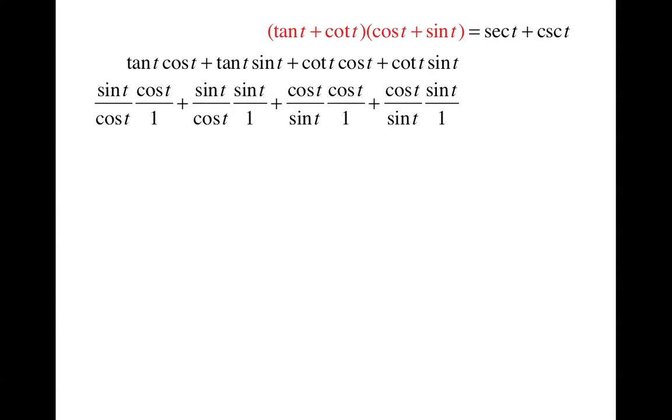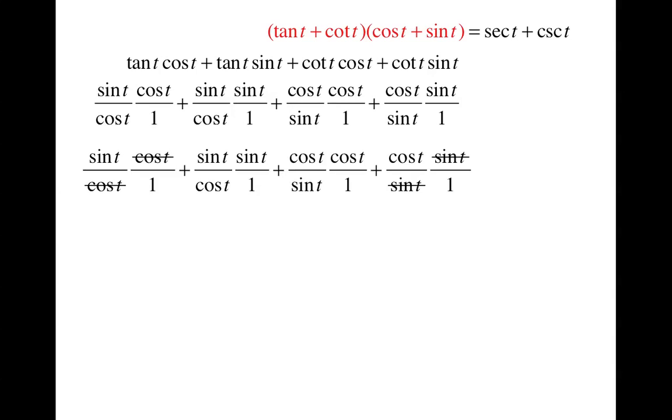Please remember, if you need more time to copy these down, please feel free to use the pause button. Now, if you notice, I have 4 separate terms separated by 3 plus signs. In the first term, the cosines will cancel. In the last term, the sines will cancel. By multiplying, this is what I'm left with.